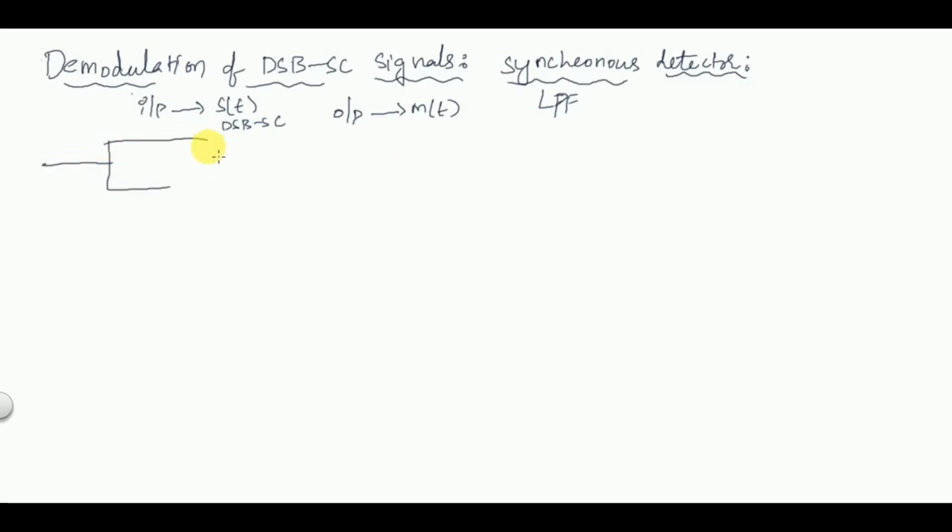So this is the product modulator, for which one of the inputs will be Ac cos 2 pi fc t, that is the carrier signal, the same carrier which we use at the transmitting end. So local carrier, local oscillator generated carrier, whose frequency is the same as the frequency which we use at the transmitting end.